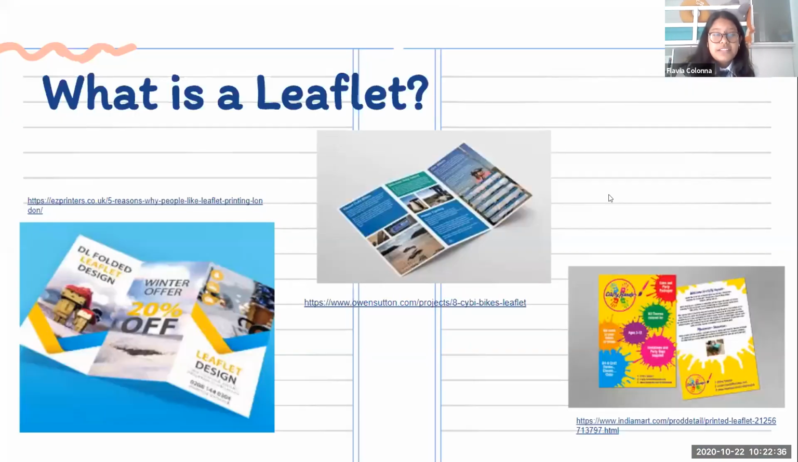But first, what is a leaflet? A leaflet is a small sheet of paper designed to promote something. It may contain a lot or little information. It is designed to be eye-catching so the reader will continue reading it and that promotion can be successful.